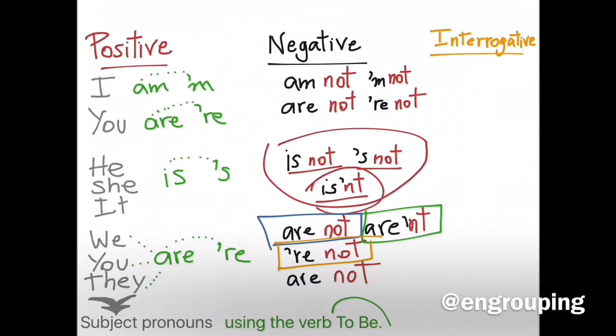And finally, don't forget, these are three forms to use the negative: are not, aren't, or the verb after the subject, not. Now when we talk about the interrogative form, we have what we call switching, in which the subject will take second place and the verb to be first place to form the question.